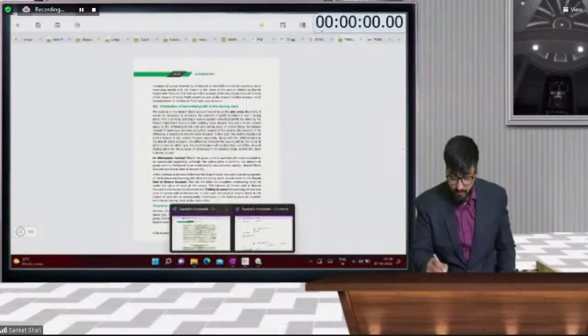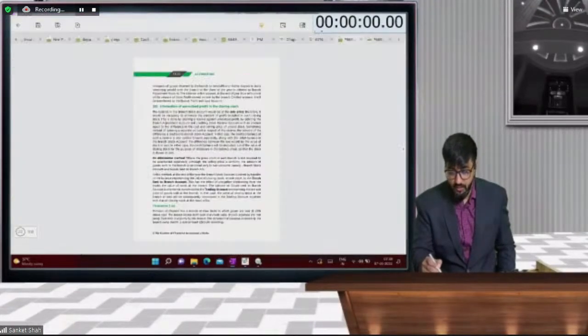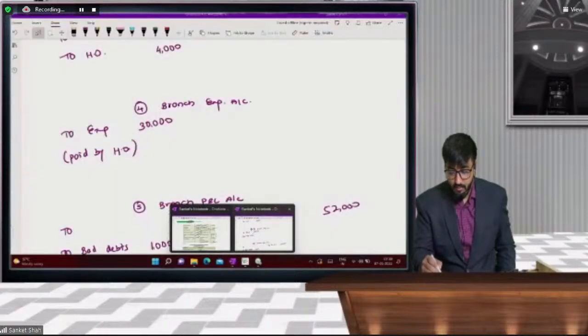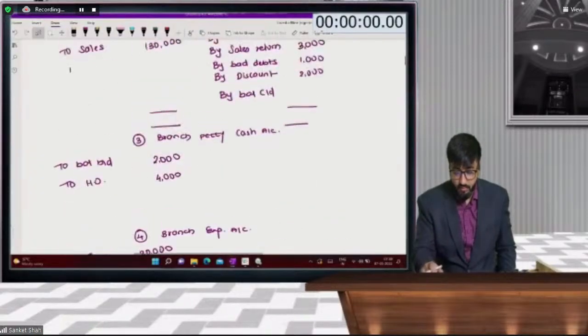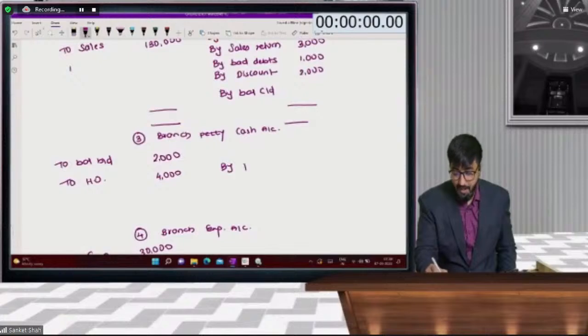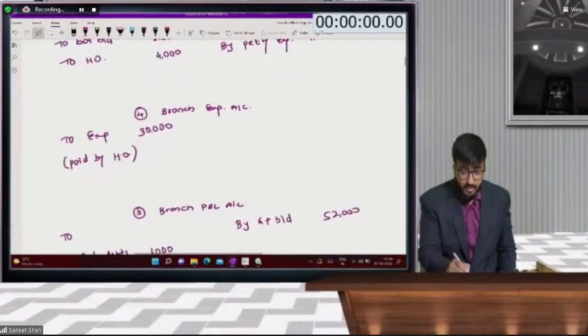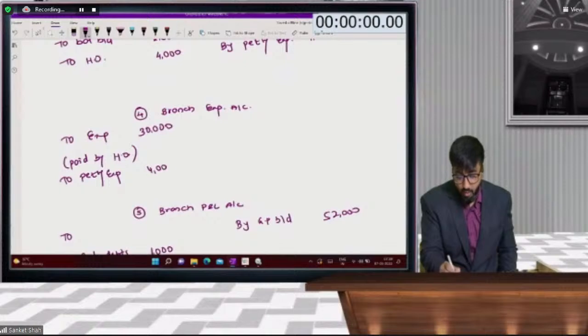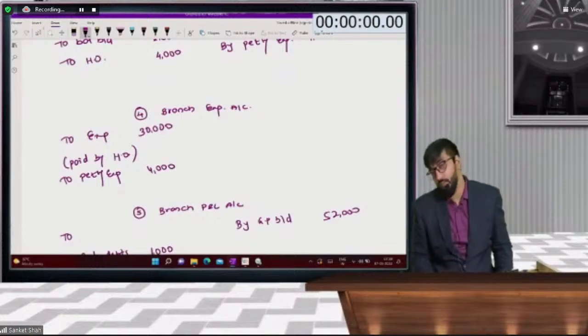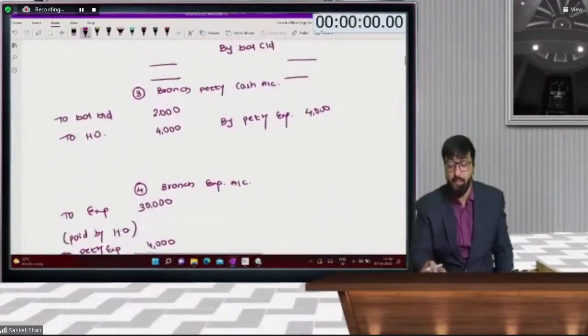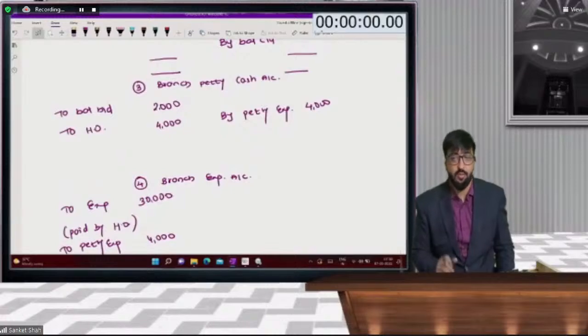That petty cash adjustment we have not done. What is the entry for petty expenses? From petty cash account, by petty expense, so this cash goes out 4,000. And in branch expenses, to write petty expense 4,000. I forgot to take this. Petty expense to petty cash. Petty expenses we will transfer to branch expense, and in the credit of petty cash account 4,000.